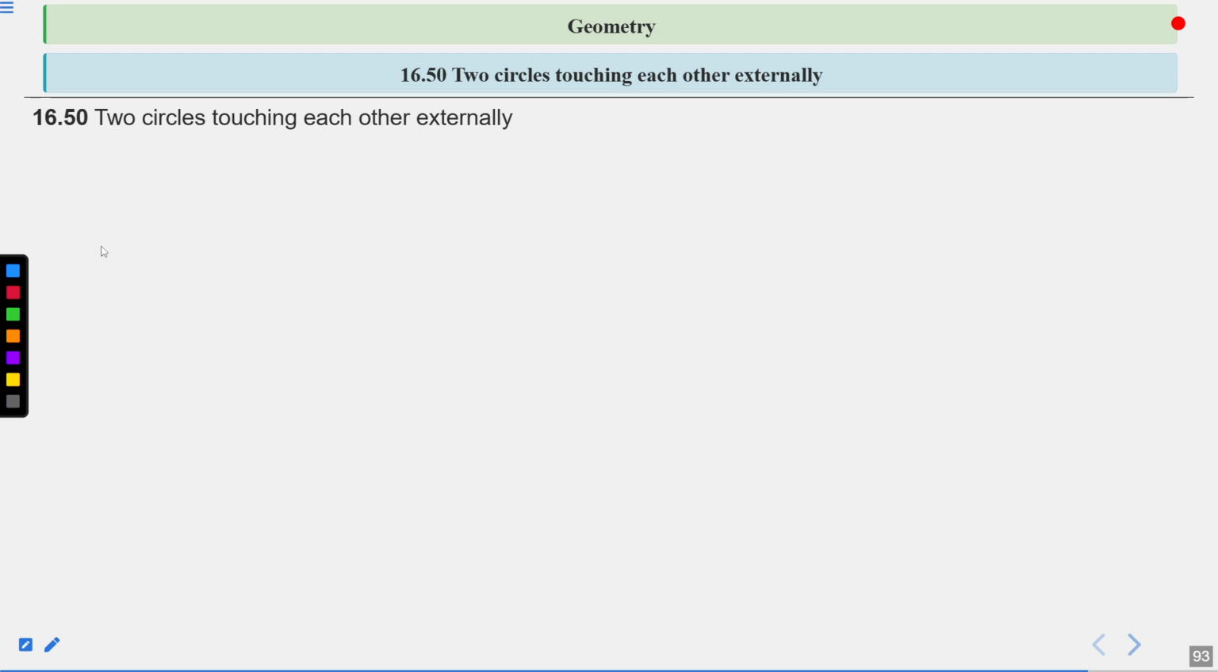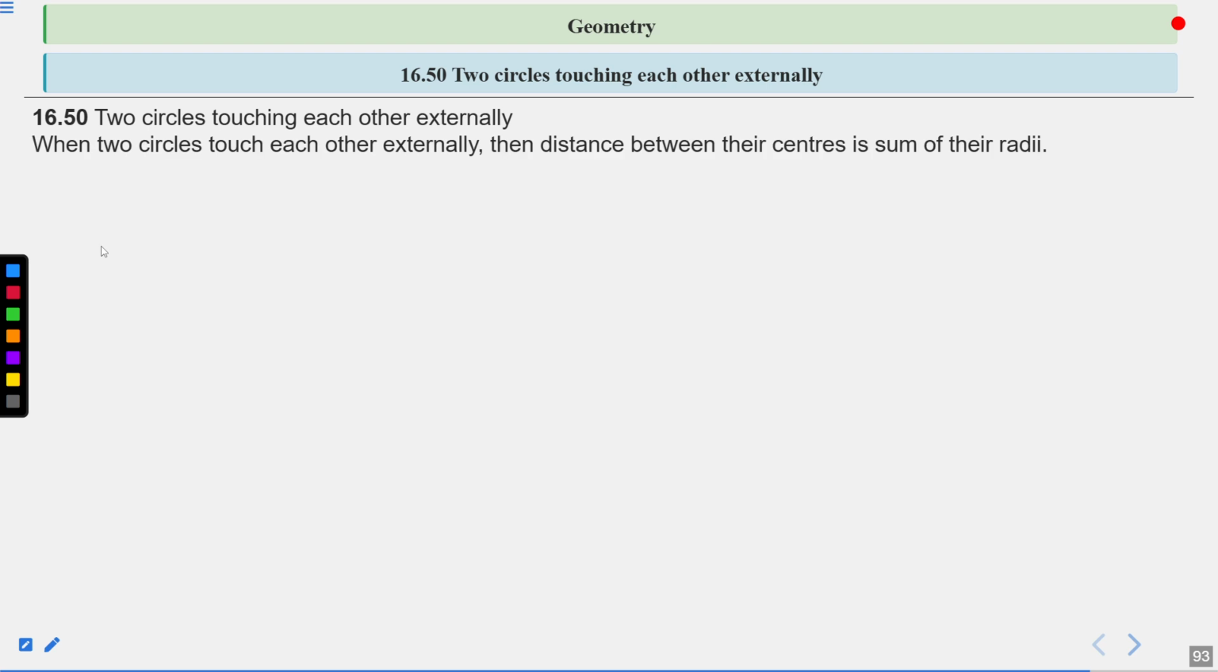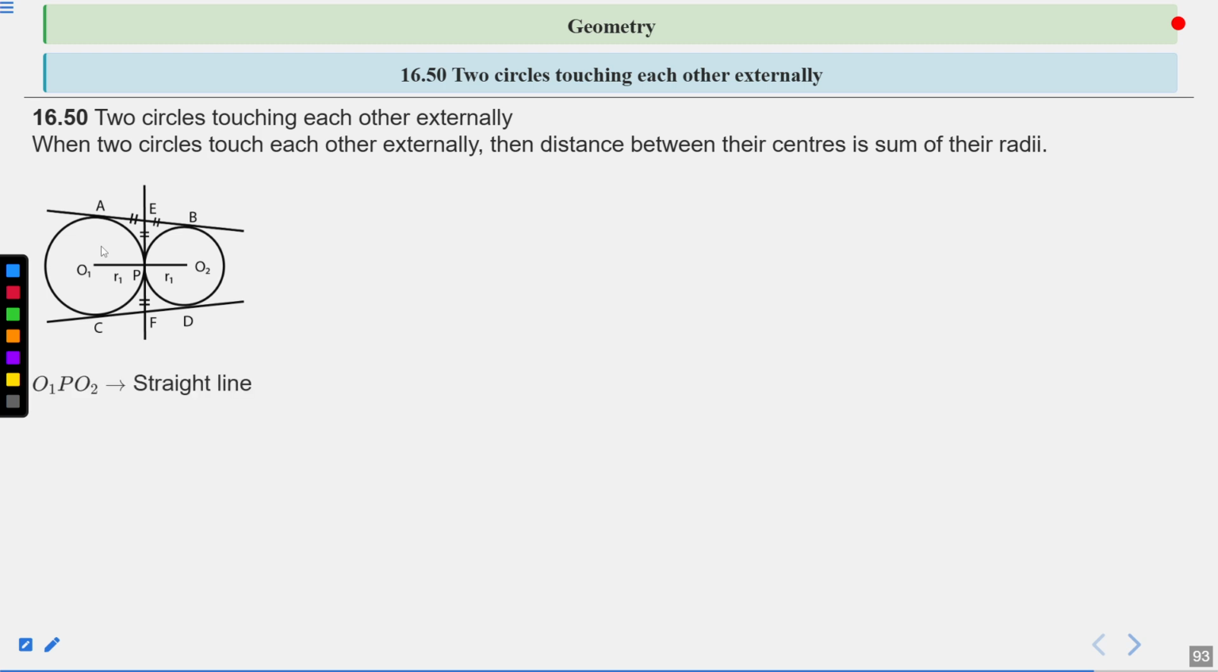So, two circles touching each other externally. When two circles touch each other externally, then the distance between their centers is the sum of their radii. This is the diagram when two circles touch externally, then the distance between their centers is the sum of their radii R1 and R2, clearly visible.